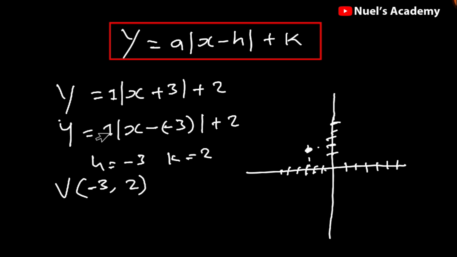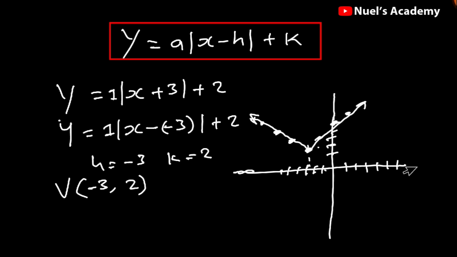Now the slope of this is 1. So 1 over 1, that is rise over run. 1 to the right, 1 up. 1 to the right, 1 up. 1 to the right, 1 up. We do the same thing here. 1 to the left, 1 up, 1 to the left, 1 up, 1 to the left, 1 up. And then this is how we plot the points.